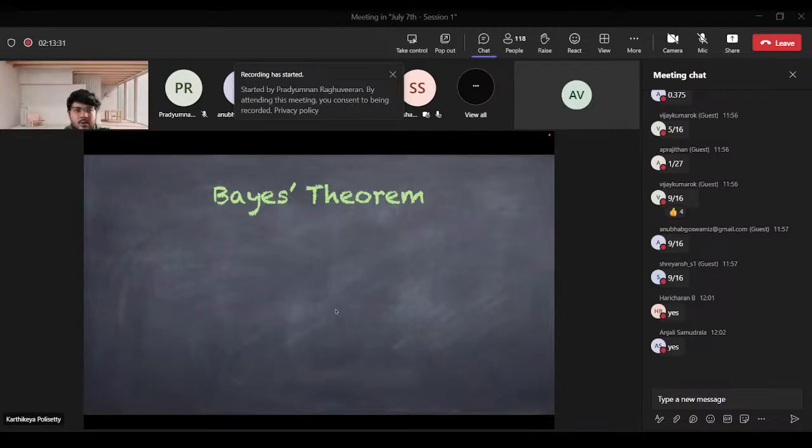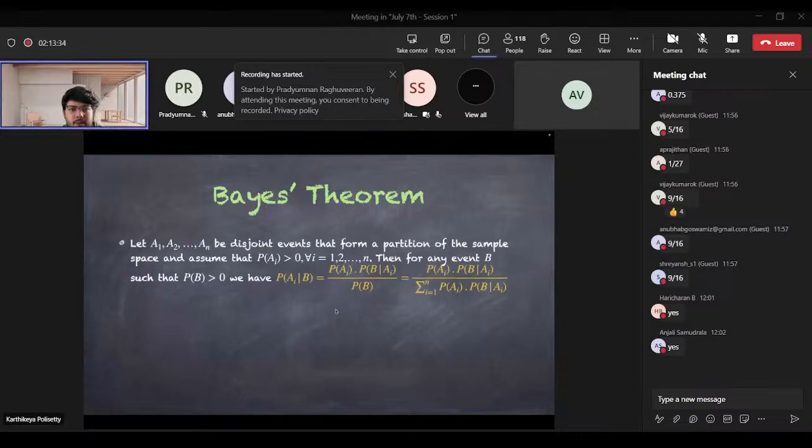So let A1, A2, and so on, An be disjoint events that form a partition of the sample space. Assume that P of Ai is greater than 0 for all i equal to 1, 2, and so on to n. Then for any event B such that P of B is greater than 0, we have P of Ai given B is equal to P of Ai times P of B given Ai upon P of B. So don't get scared by too many symbols. It's very simple.